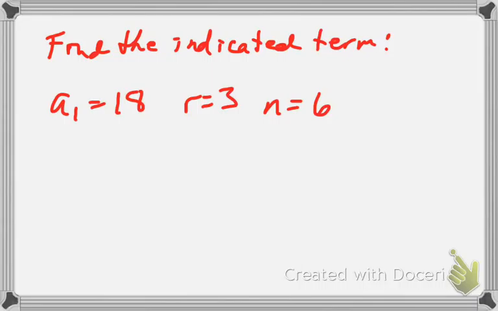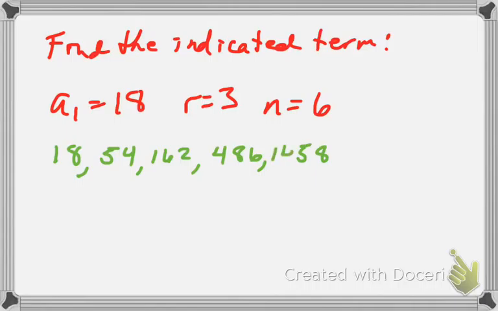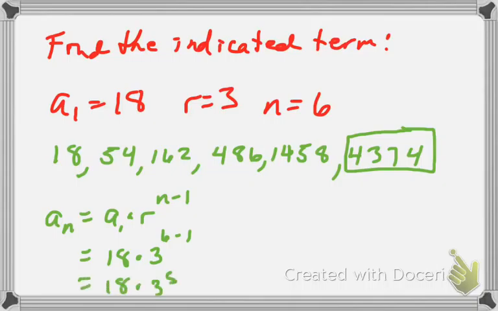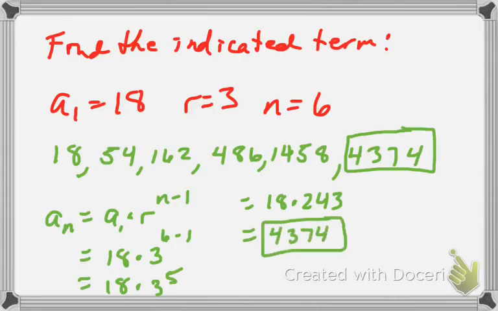Go ahead. One way is to just write out the sequence. Multiply by 6. Correct answer, 4,374. One way to do it. Or if you wanted to use the formula, you would fill in the first term, the common ratio, and n, and crank out that calculation, which is 4,374.